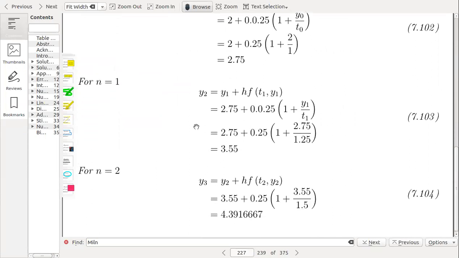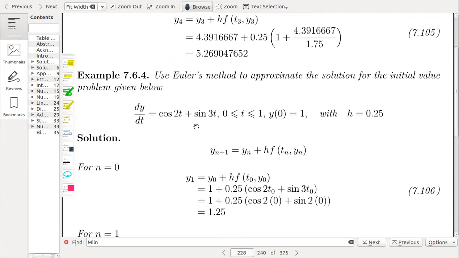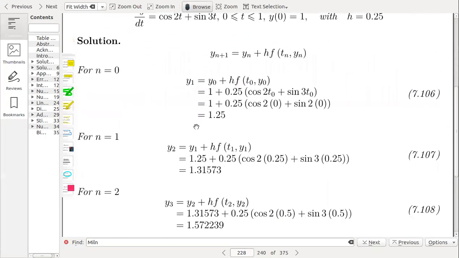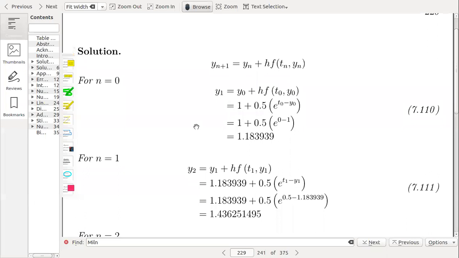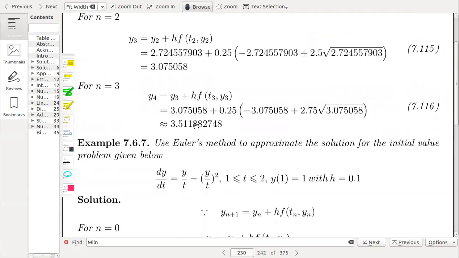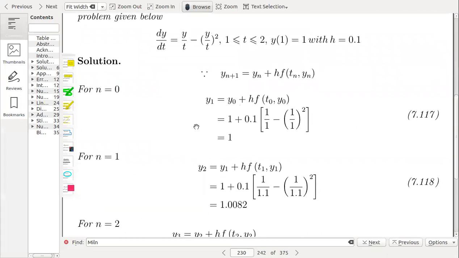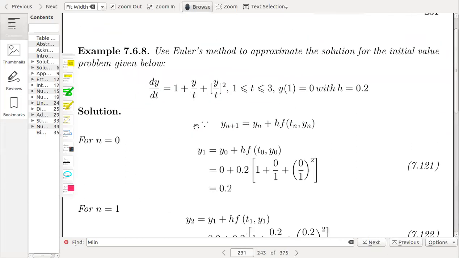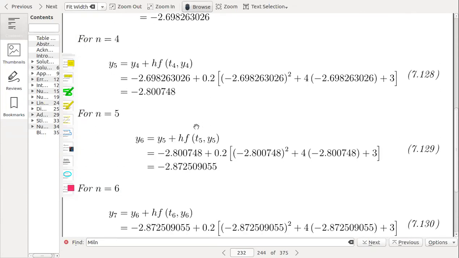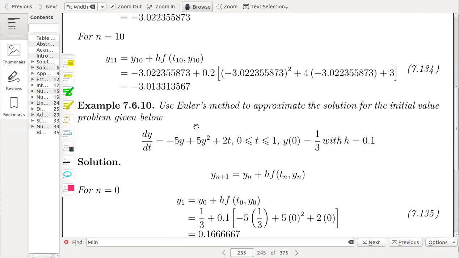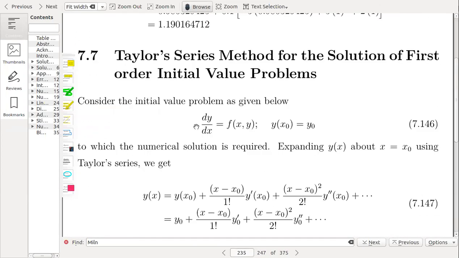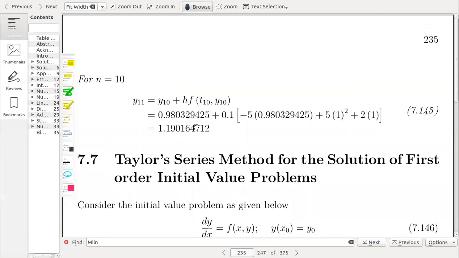And then for this problem, these are different example questions, but the method is the same, and I hope it's not difficult for you to perform these computations, just different examples. And these are Euler's solutions, using Euler's method to approximate the solution.